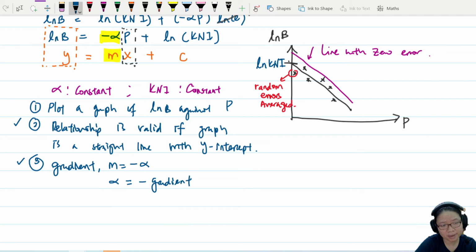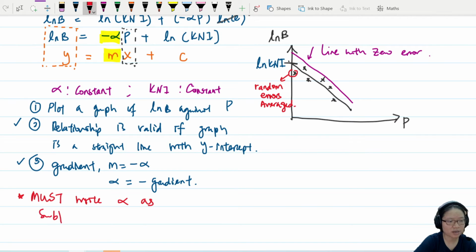Miss, can I write m? Can, if you define m like me. But I normally write it like that for the examiner, because this is what appears in the mark scheme. So alpha is equal to negative gradient. You must, right here in bold red letters, write alpha as the subject. So if you leave it at this line, it's wrong. So write until here.